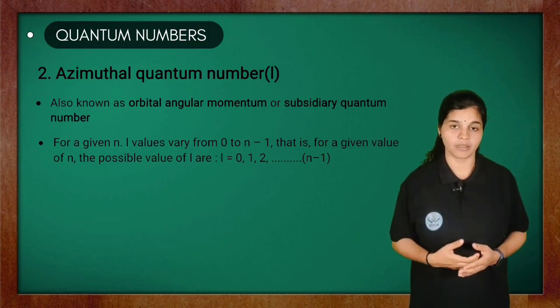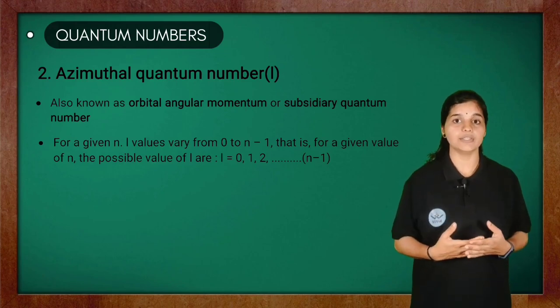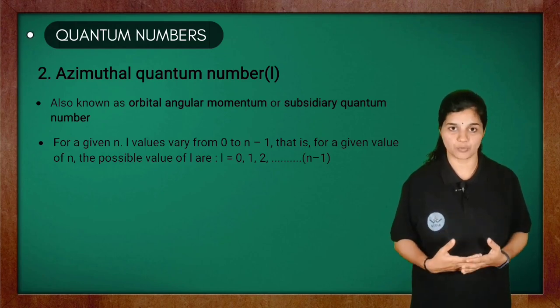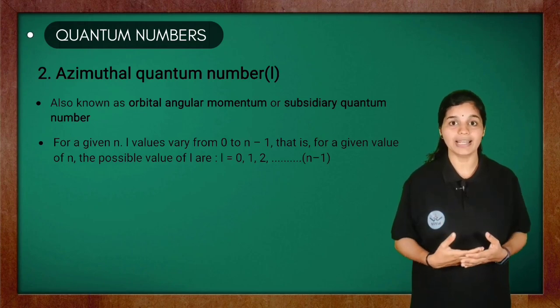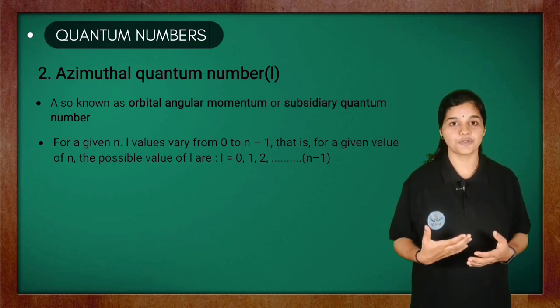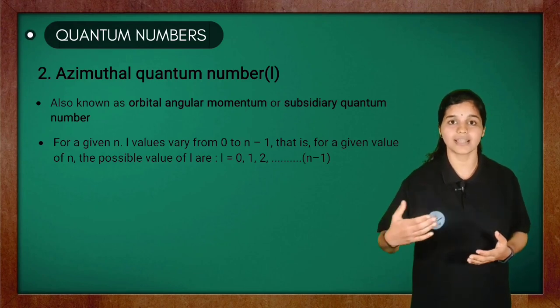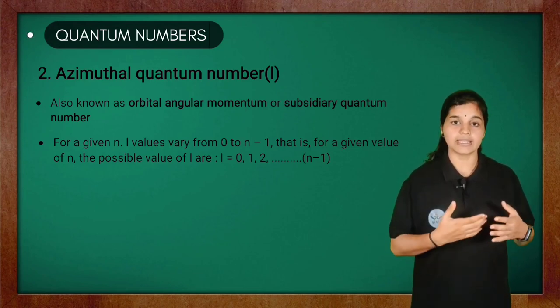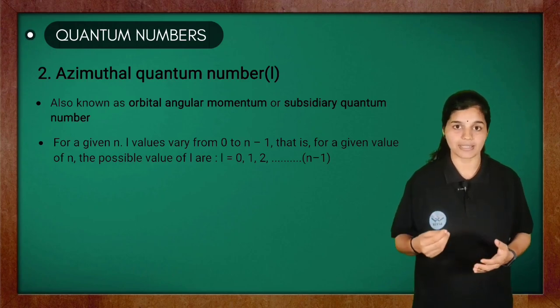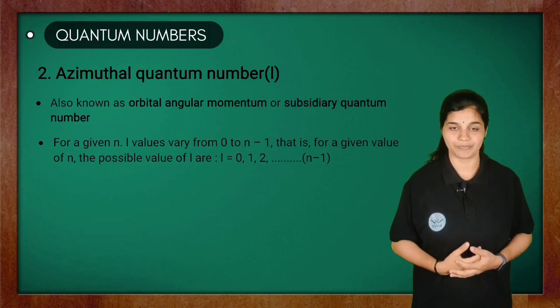n minus 1. For example, when n is equal to 1, the value of l is only 0. For n equal to 2, the possible values of l can be 0 and 1. Similarly, for n equal to 3, the possible values of l are 0, 1 and 2. This continues in a similar manner. The number of subshells in a principal shell is equal to the value of n.